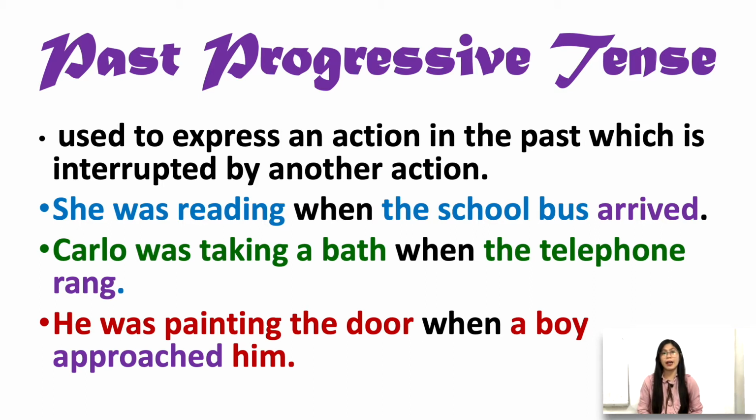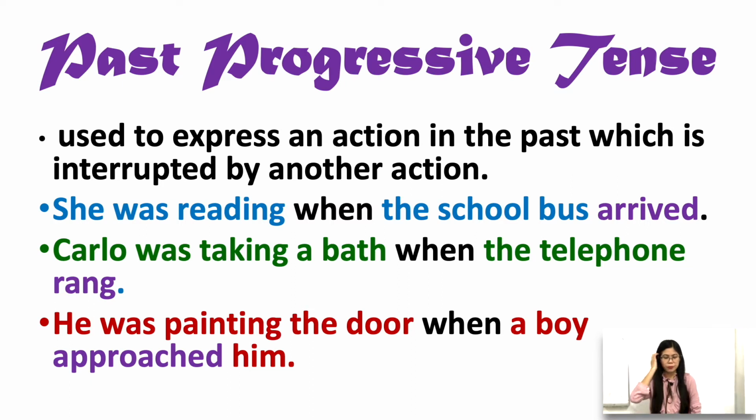So here we have two actions. First is Carla was taking a bath, and the other one is the telephone rang. So the first action was interrupted by another action. So Carla was taking a bath that time, but it was interrupted when her telephone rang. Notice as well that the other verb is in the past tense form, which is the word rang. And the other was formed by was plus verb ing, which is was taking.